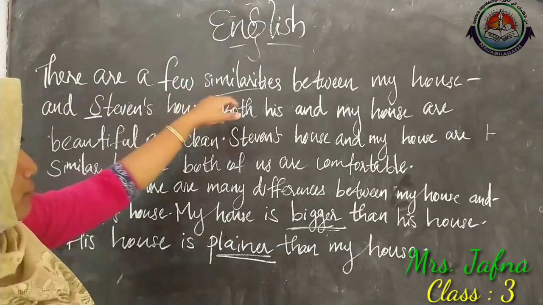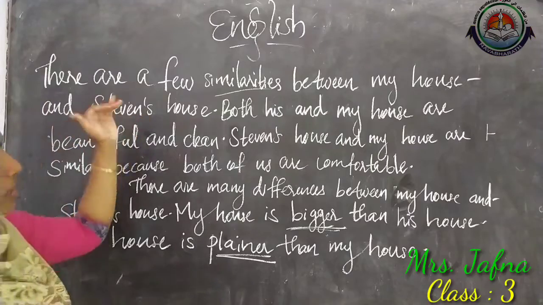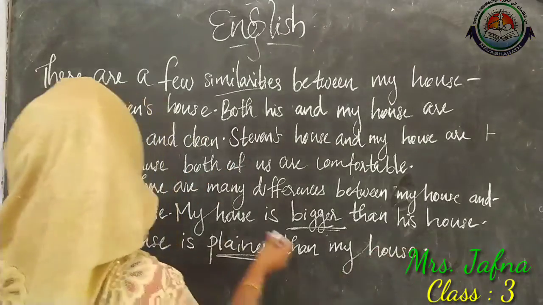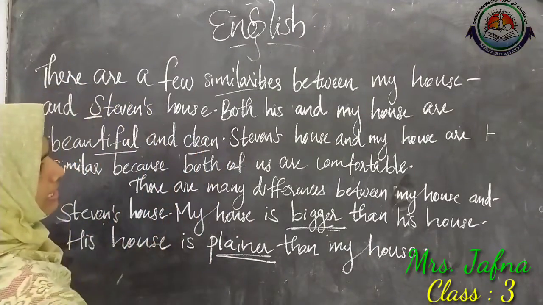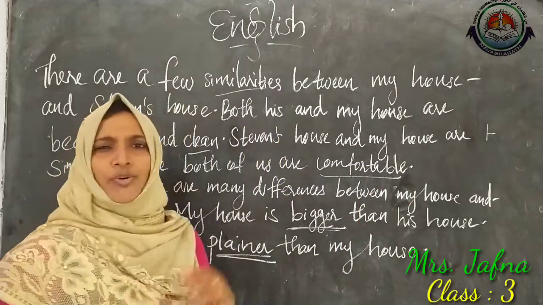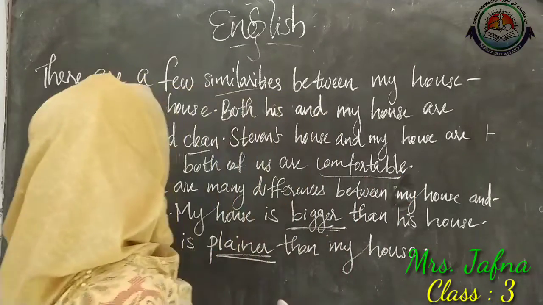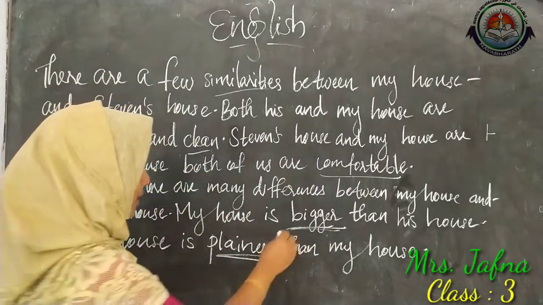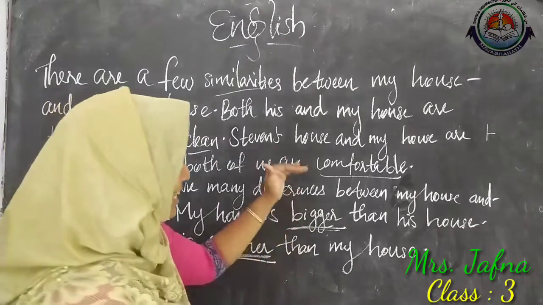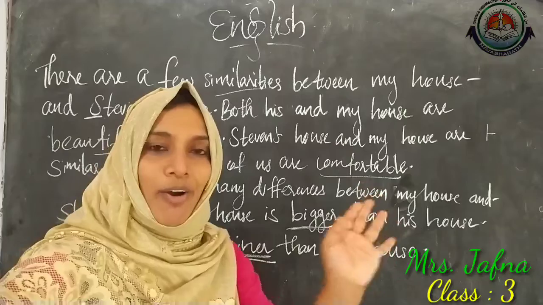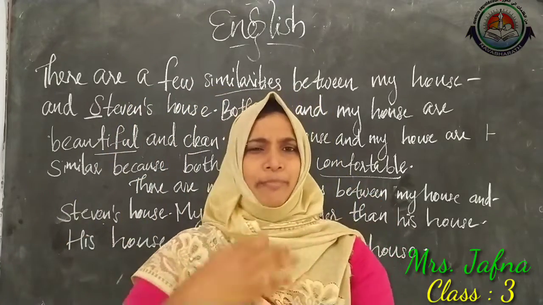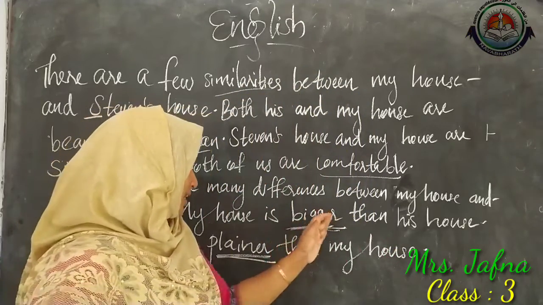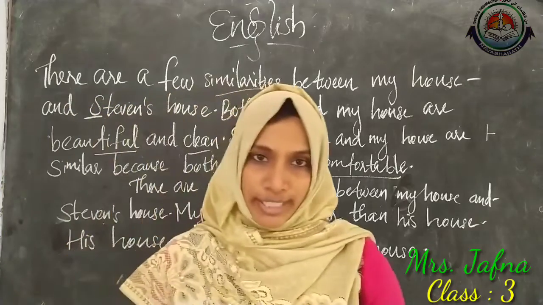See here, there are a few similarities between my house and Stephen's house. Both his and my house are beautiful and clean. So here we have used the words like beautiful, clean, then comfortable. But we are not adding more comfortable or more beautiful or cleaner. Right? So why we are adding here bigger? Because here we have compared about the differences. So for comparing the differences, on that time we can use these type of bigger, plainer or more comfortable.